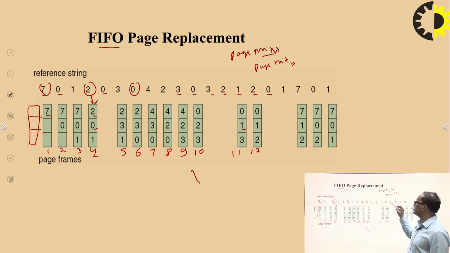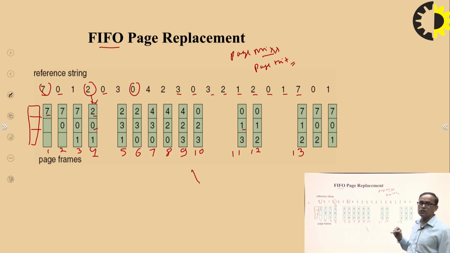Next, the page referred by the CPU is 0. And since 0 is present in main memory, there is no page fault. So the value of page fault will not increase. Again, the next page referred by the CPU is 1. And since page number 1 is present in main memory, the value of page fault will not increase because this is a page hit. Okay. Next, 7. Page number 7 is referred by the CPU. And since page number 7 is not available in main memory, this is a page miss. And now the value of page fault will increase by 1 and become 13.